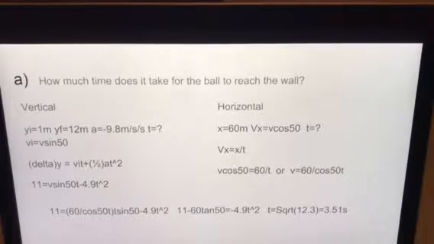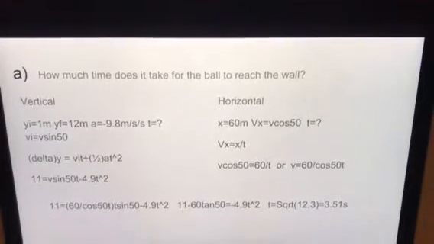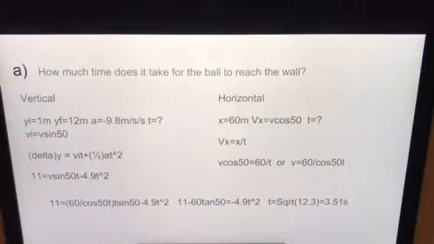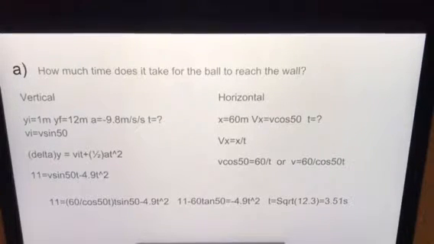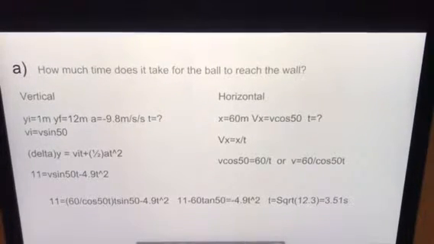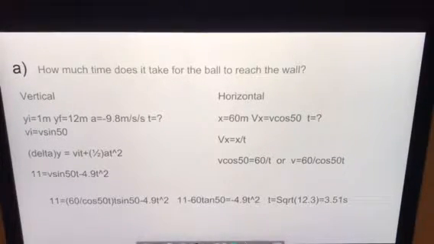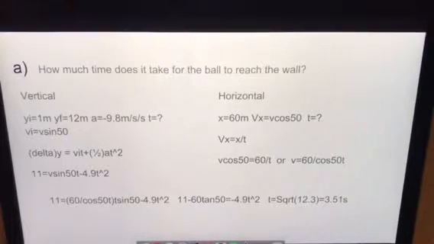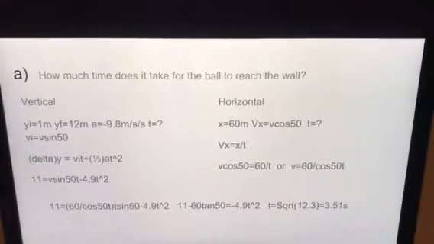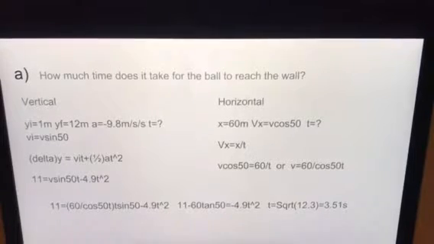The change in the y component is equal to initial velocity times time plus 1/2 acceleration times time squared. The change in y is 11, because 12 minus 1 is 11. So 11 equals velocity times sine 50 times time minus 4.9 times time squared. And now to go to the horizontal part.